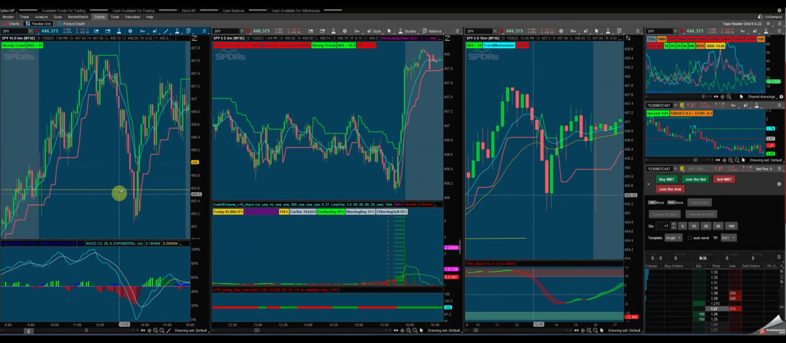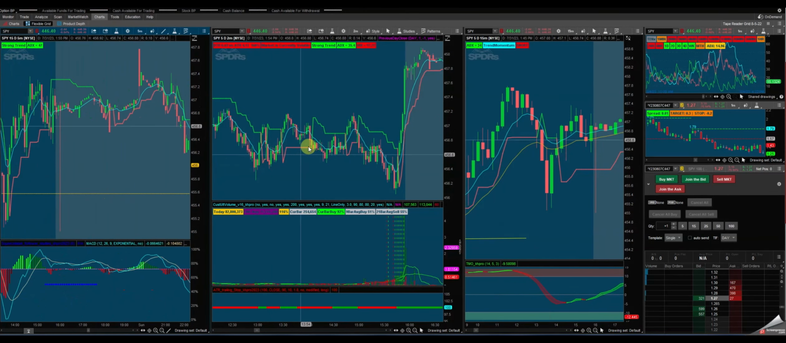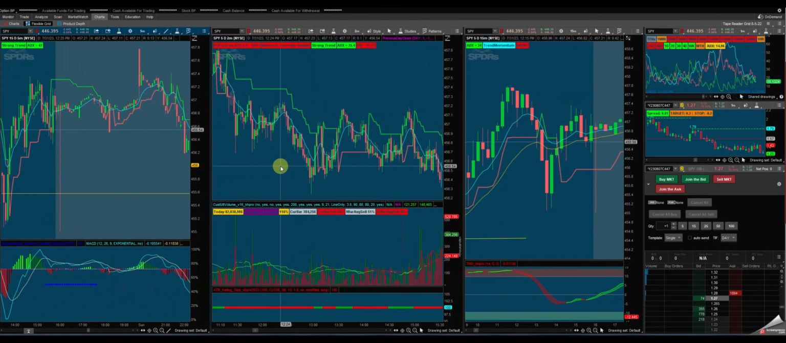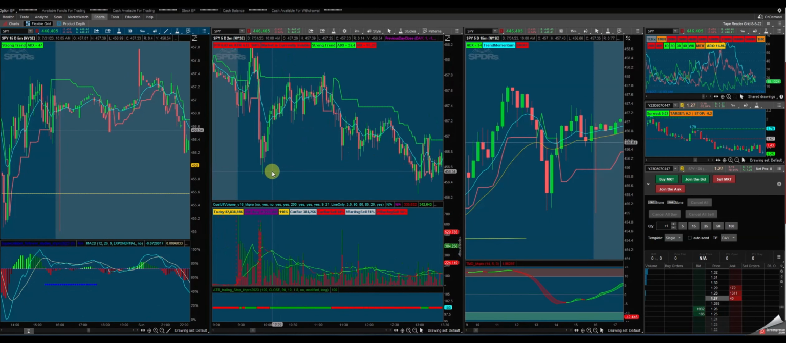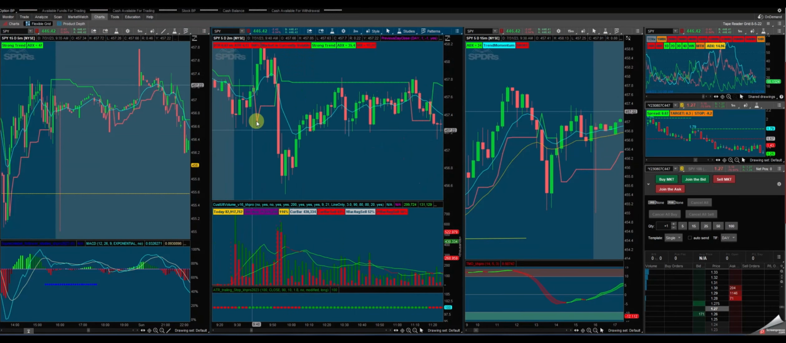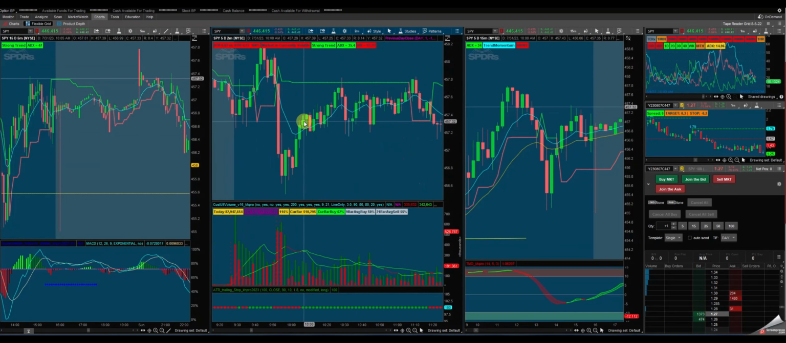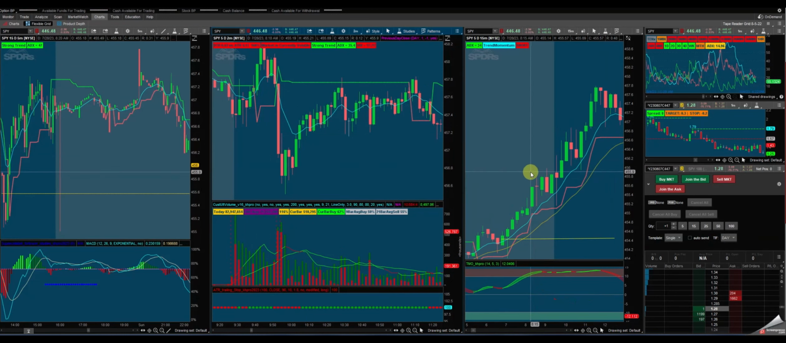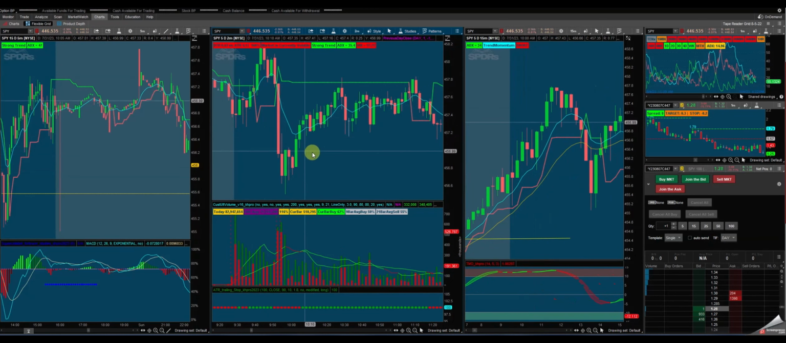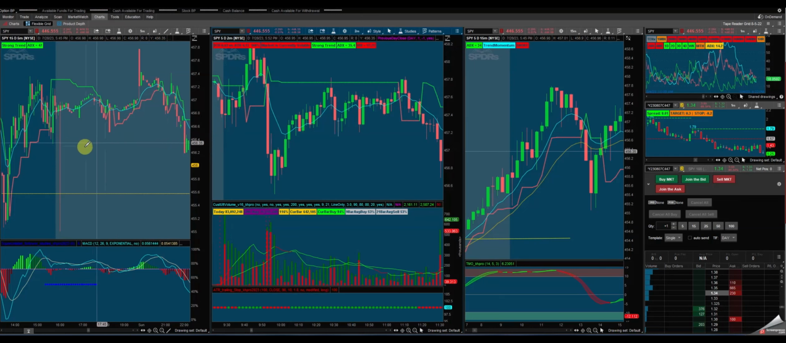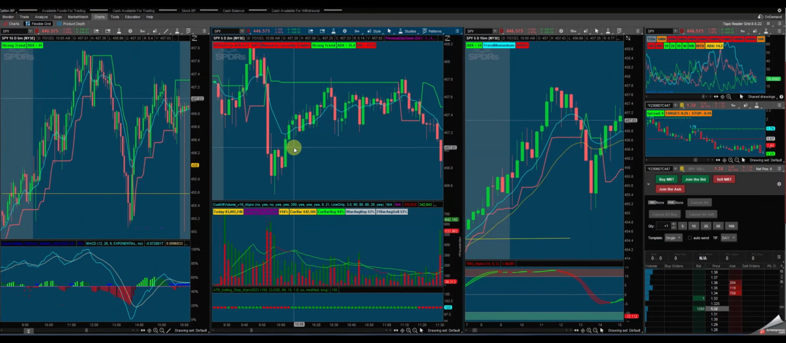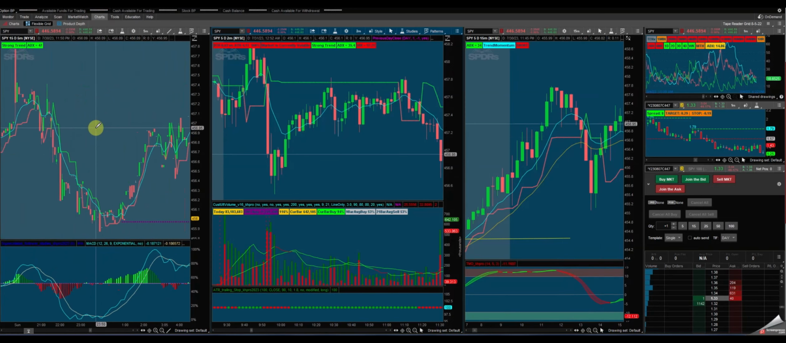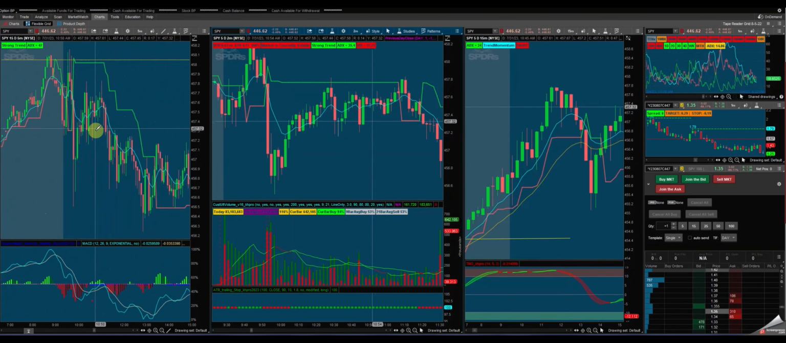Just trying to think of anything else. The last thing I'd probably want to bring up is, let me see if I can find an example of it. It's not the best example, but you want to play the break in whenever possible. Here is that perfect example. So here's 731. Let's get this one on 731 real quick.